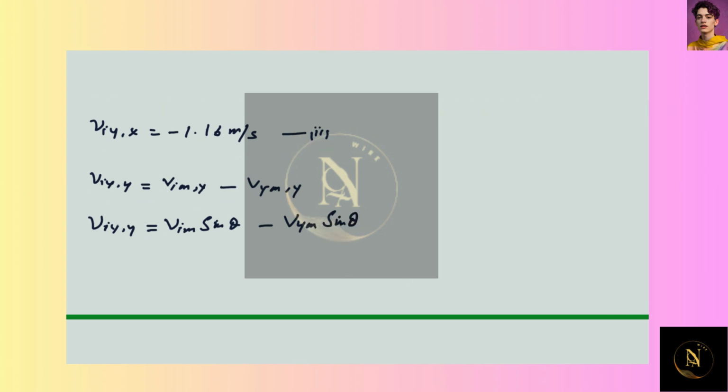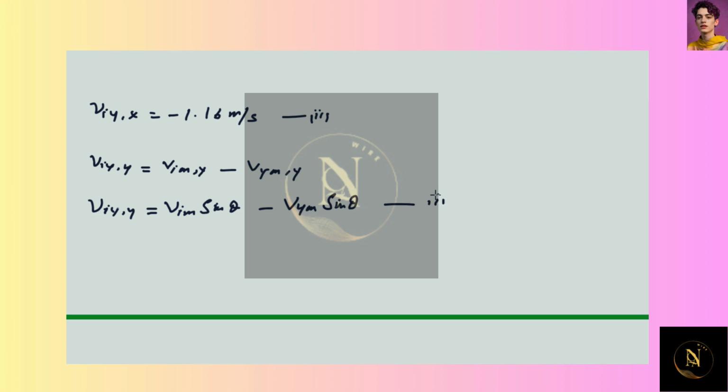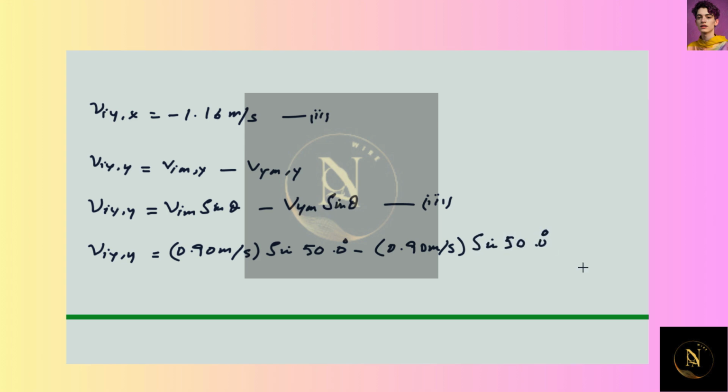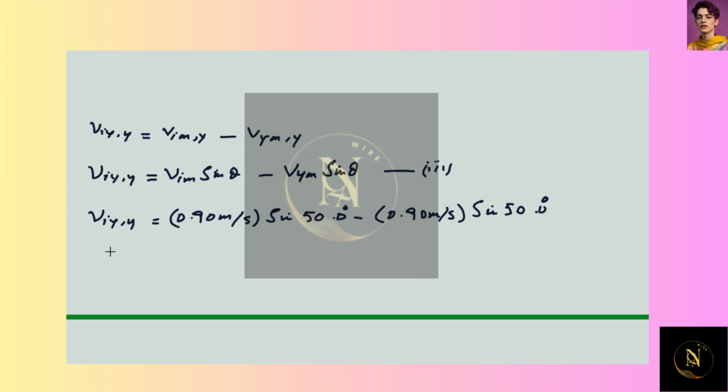Now by inserting values into this equation, which is equation number 3, we can write V_IY y is equal to 0.90 meter per second into sine of 50.0 degree minus 0.90 meter per second into sine of 50.0 degree. So from here we get the value V_IY y is equal to 0 meter per second.